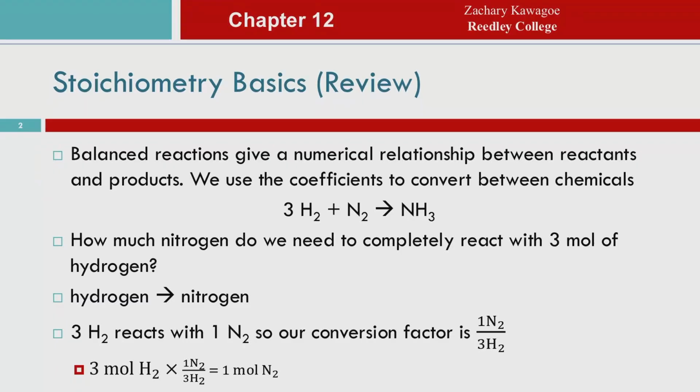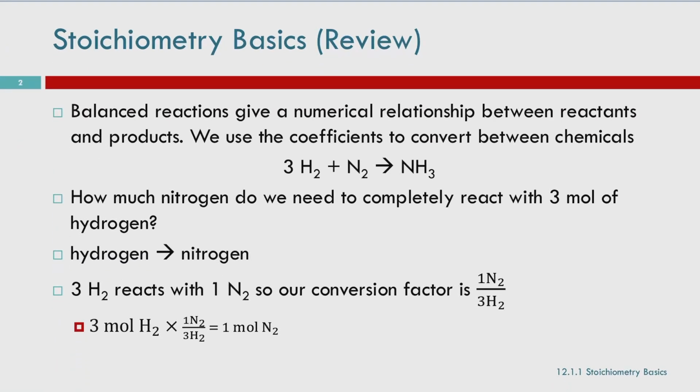So our balanced reactions give us a numerical relationship in whole value numbers, 1s, 2s, 3s, 4s, etc., between our reactants and our products, and we can use those to convert between our chemicals. For example, if we want to know how much nitrogen do we need to completely react with 3 moles of hydrogen, our goal is to go from the hydrogen to the nitrogen. Moles is what we're going to be working with when we're doing stoichiometry. Since we're already in moles, it's a straightforward conversion. We can do that in one step.